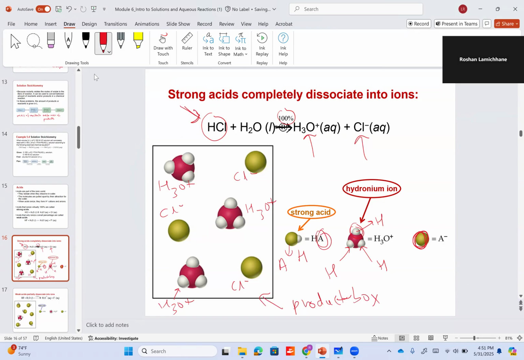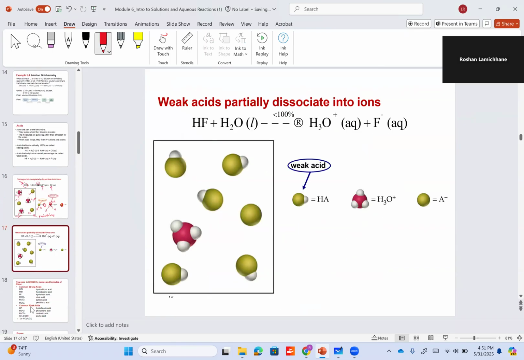But if you have a weak acid, if you have hydrofluoric acid, right? And then yes, the products are going to be the same, with an equilibrium arrow, hydronium ion as one of the products, and then whatever is left from the acid. The products are going to be the same, but let's look at our product box now. Look at that. I still have my HF that's left over.